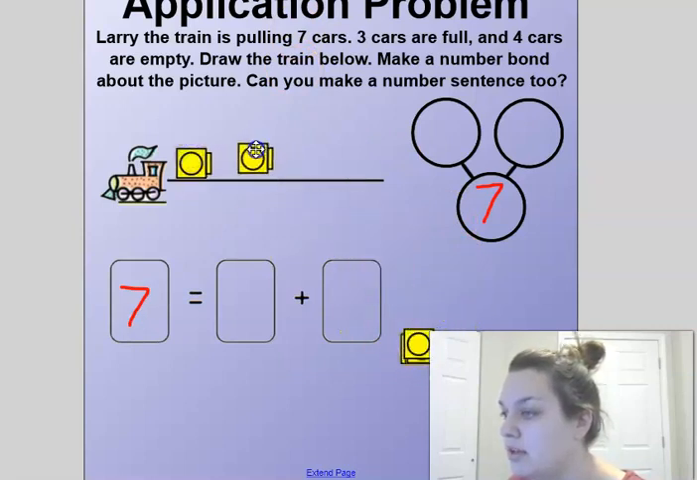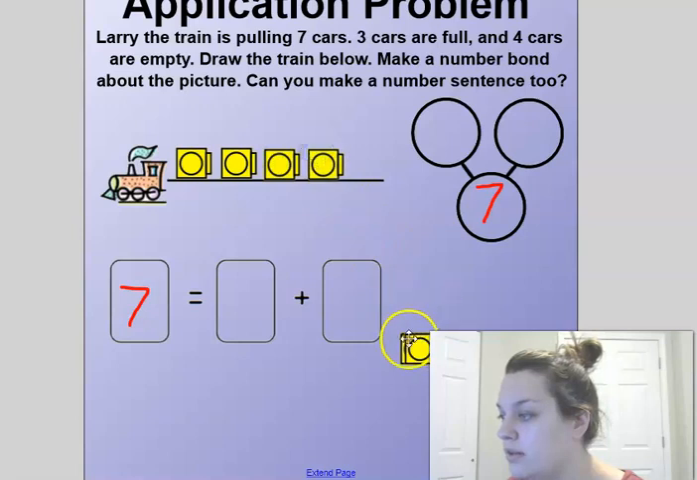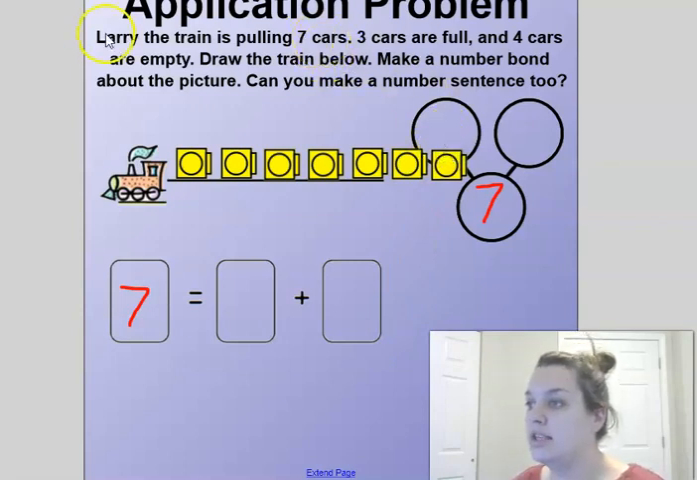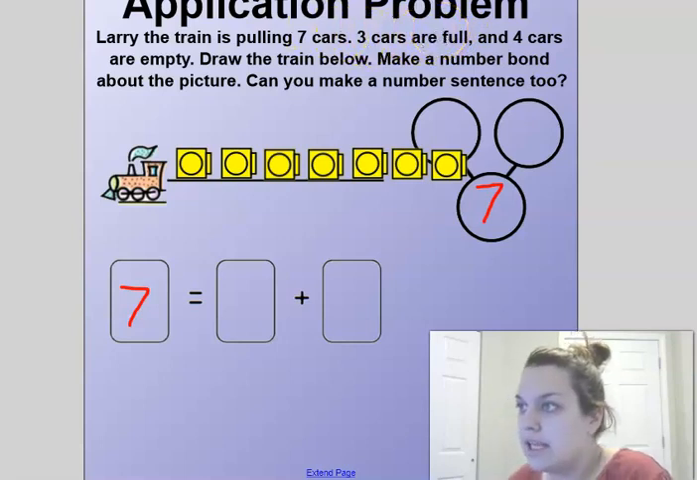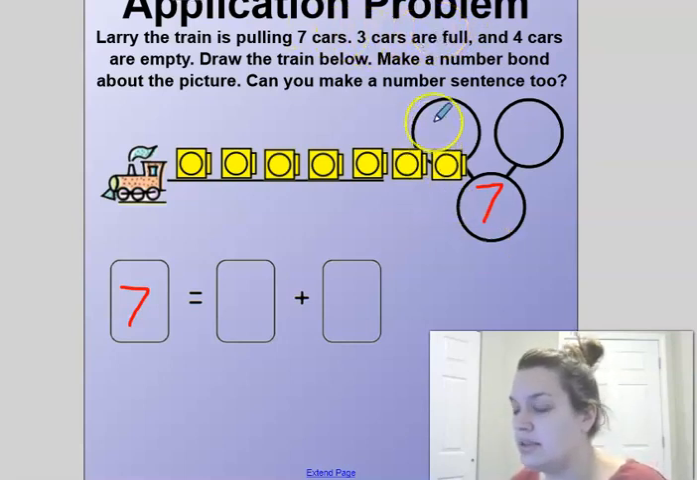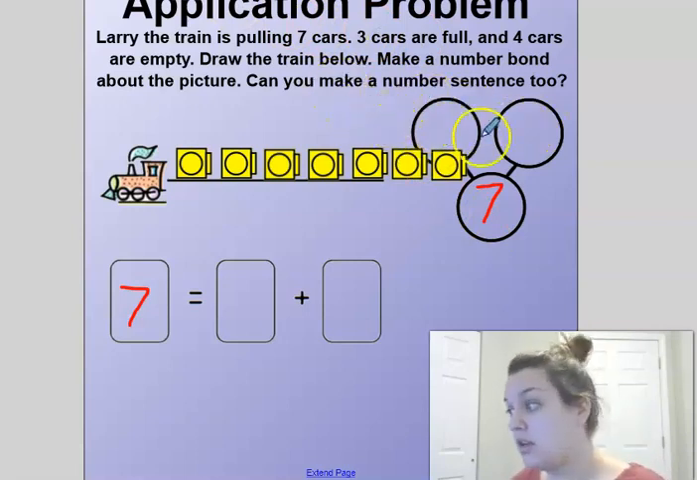1, 2, 3, 4, 5, 6, 7. Okay, so I did this part. Larry's pulling 7 cars. Now it says 3 cars are full. So 3 is going to have to be one of my parts. Does it matter where they go? Up here? No, your parts can go in either circle.